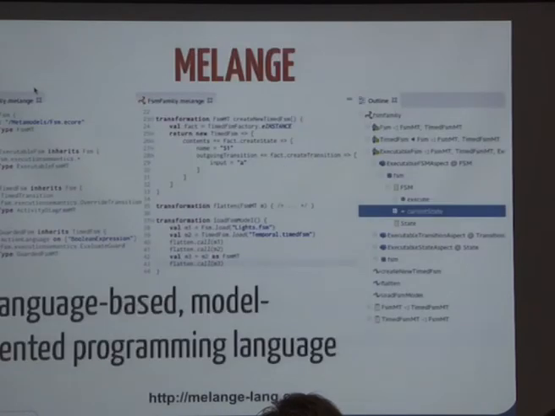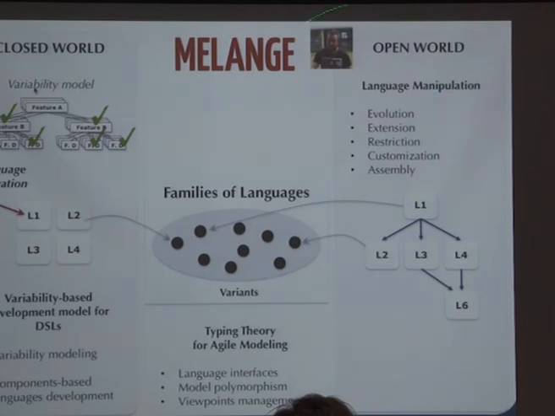Everything has been implemented in a tool called Melange, where we can define, for example, an FSM, extract the model type, called FSM-MT, and then define an executable FSM, which inherits from FSM, which means that this language also implements the model type FSM-MT. Thus, when we define a transformation on FSM-MT, we can apply this transformation on models conforming to FSM, but also to executable FSM. We can also construct our languages with different operators, such as the merge and slice operators that I was talking about previously.